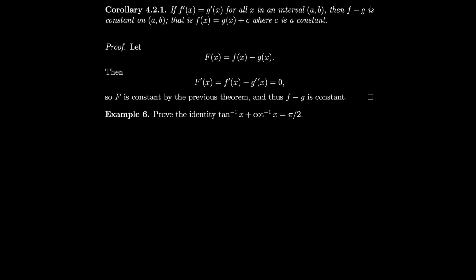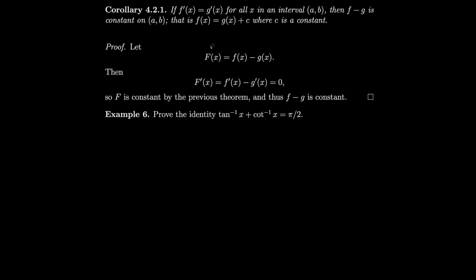Let's do a quick corollary. If f prime of x equals g prime of x for all x in an interval ab, then f minus g is constant on ab. In other words, f of x is equal to g of x plus some constant. So they're the same function, one is just moved up. Okay, let's prove that. So that's actually kind of cool. If two functions have the same derivative, then they must be basically almost equal to each other.